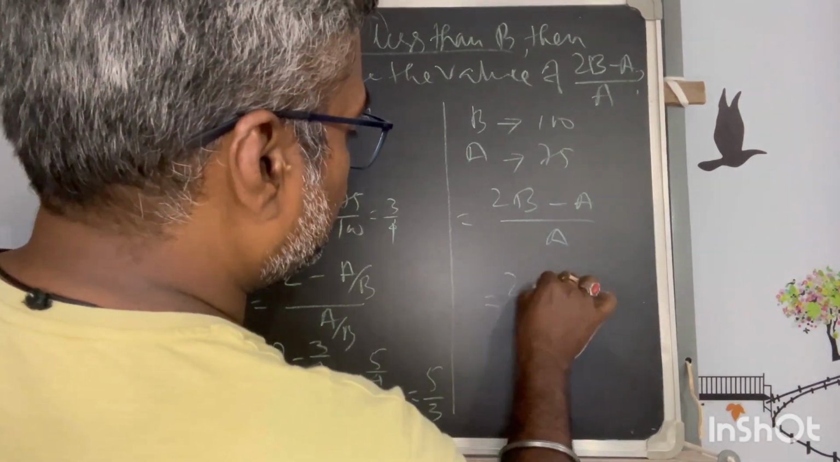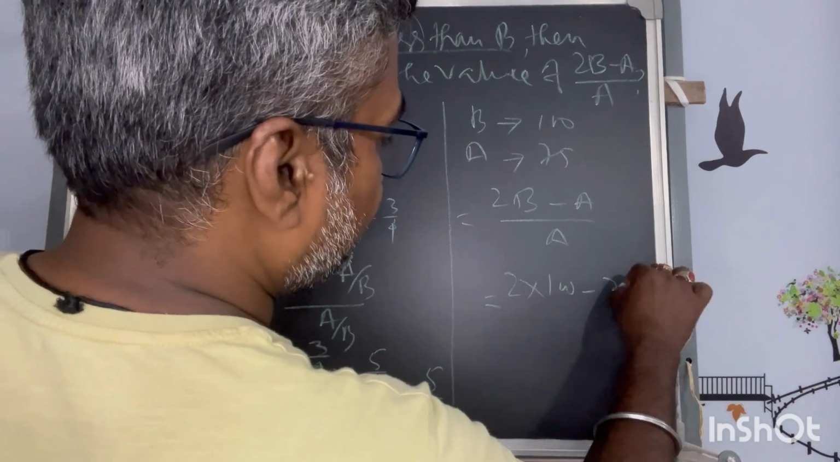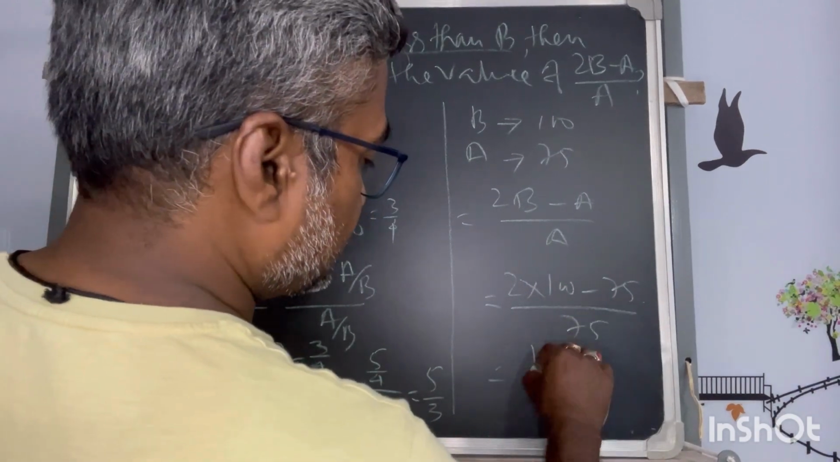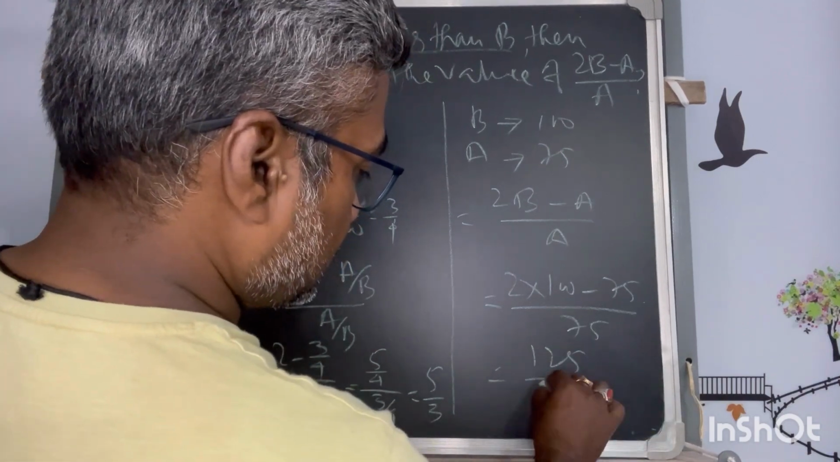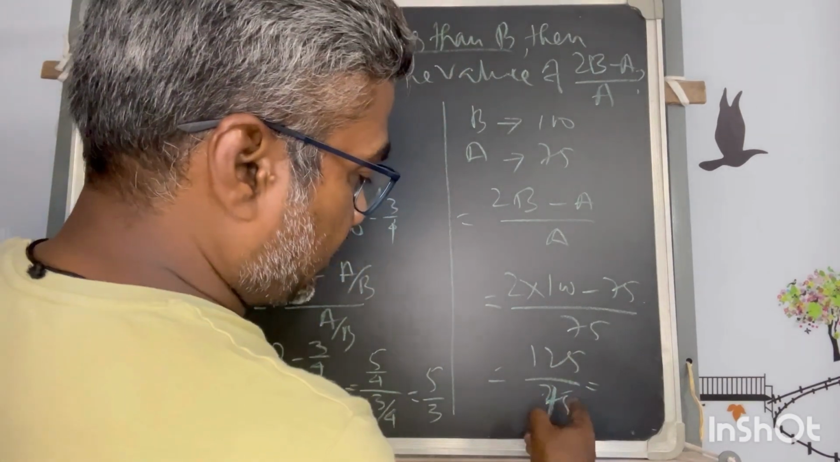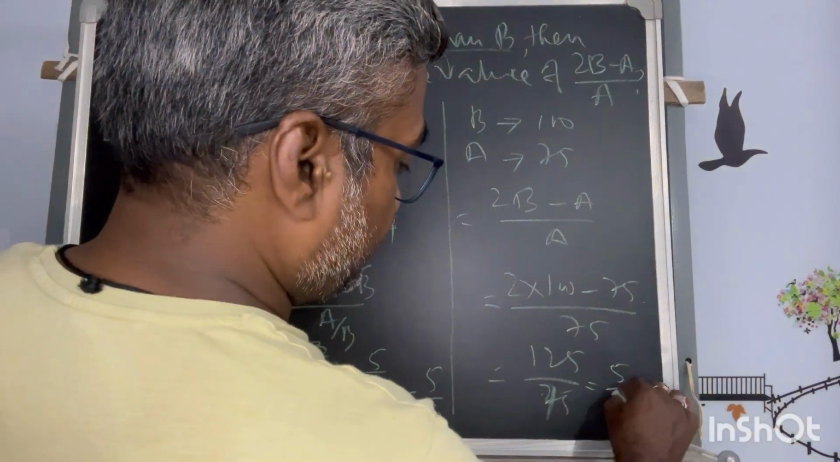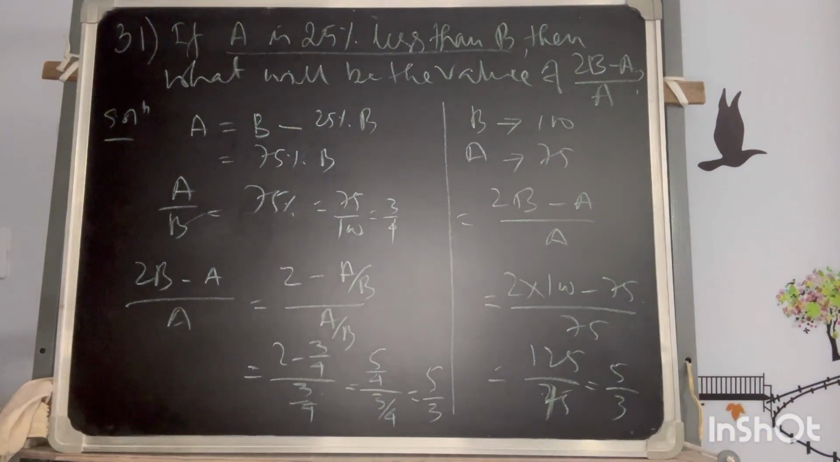So what you will do? You put the B value. B is how much? 100. What is the A value? 75. So 200 minus 75, that is 125 upon 75. If we simplify, dividing by the maximum factor, that is 25, 125 by 25 is 5, and 75 by 25 is 3. So you will get the same answer. These are the two processes you can use. Okay.